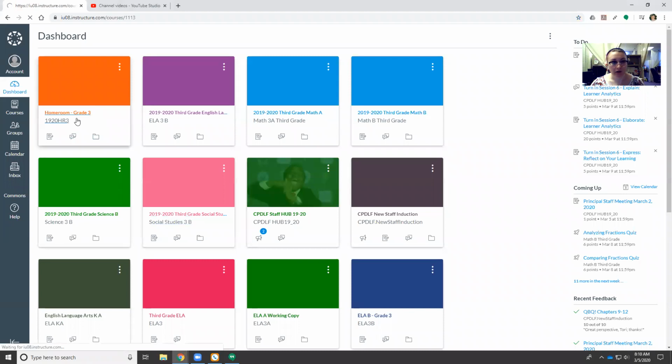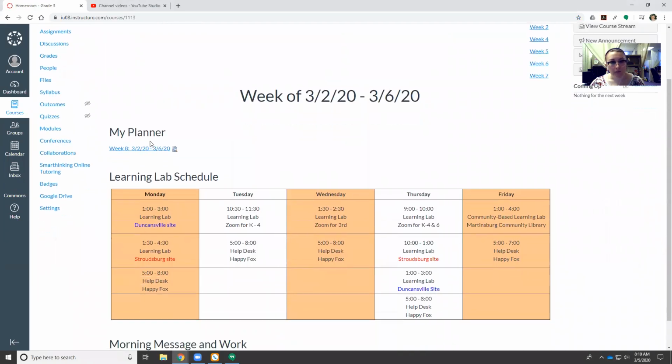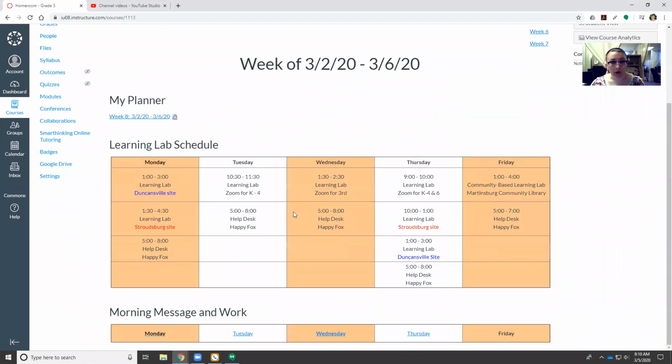Let's take a look at our agenda. You should have your planner printed out by now. Learning Lab schedule. Today from 9 to 10, Learning Lab will be open on Zoom for K-4 and 6th grade. Stroudsburg site is 10 to 1, Duncansville site is 1 to 3, and the help desk is open from 5 to 8 on Happy Fox.